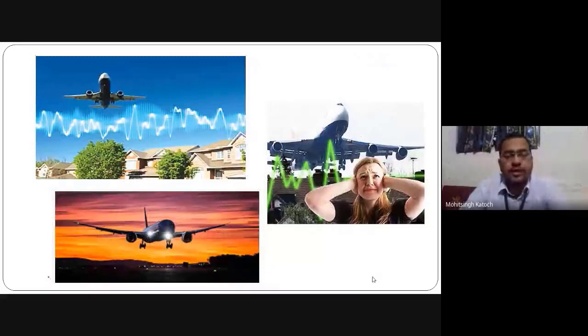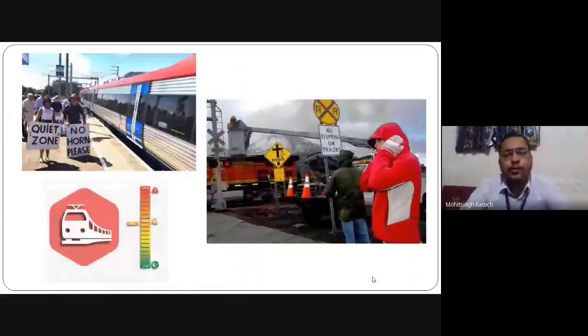Aircraft also plays a very important role in noise pollution. The people who live around the airports face many physical problems related to noise pollution. Railways also contribute heavily to noise pollution. The horns mounted on top of the railway engines create high intensity noise pollution.